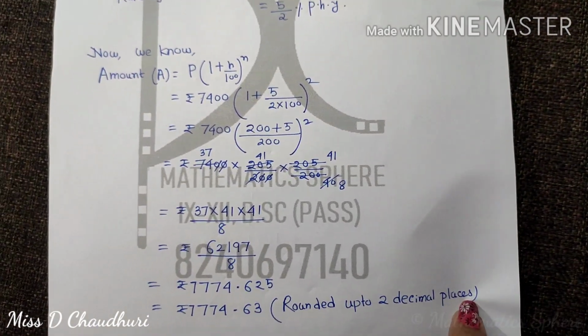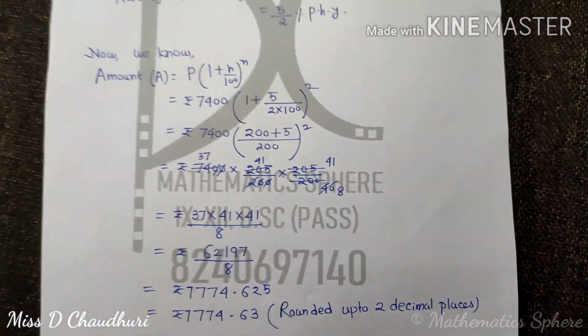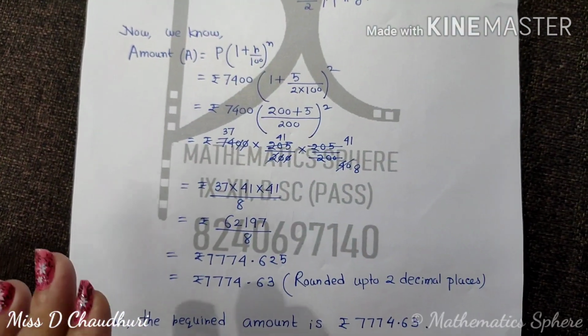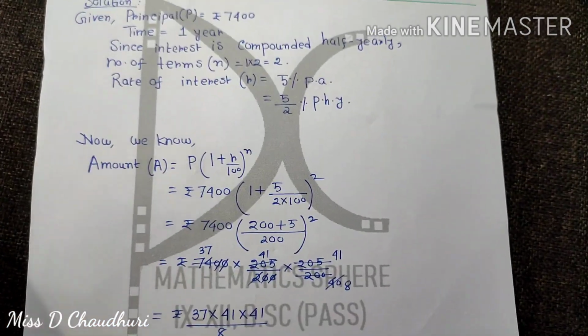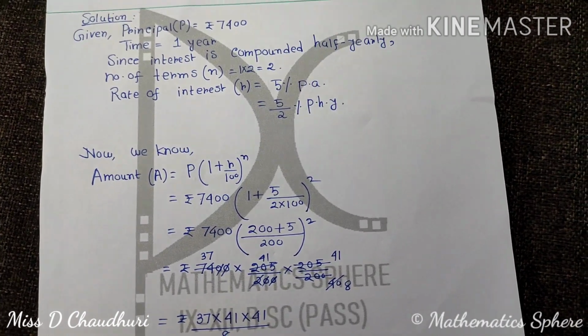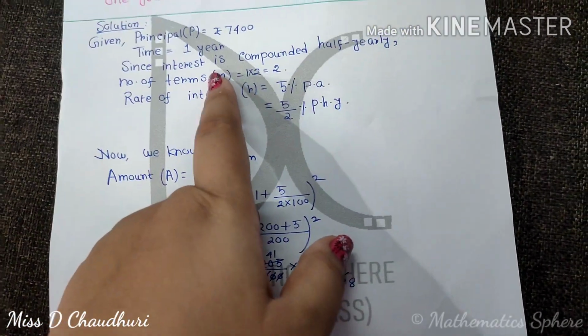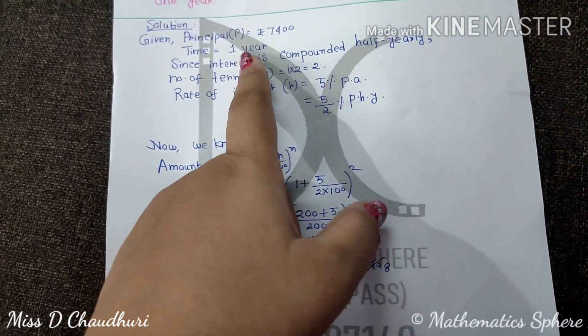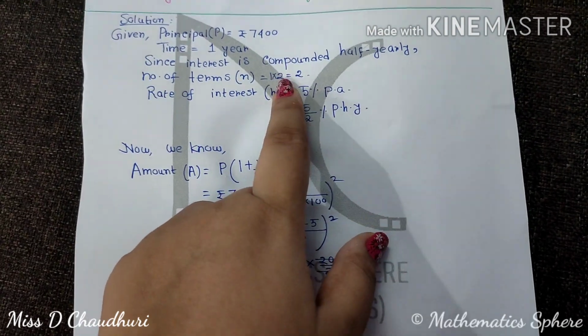7774.63, that is rounded up to 2 decimal places. Therefore the recovery amount is 7774.63. These are all basic calculations. Here you will have to give your own concentration, but what is the main thing in this chapter, what we will have to learn, what new is there, is that the rate should be divided by 2, and the time 1 year is given, but year is not our interest. Our interest is half year, so 2 half years are there.